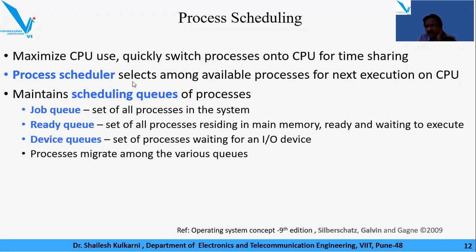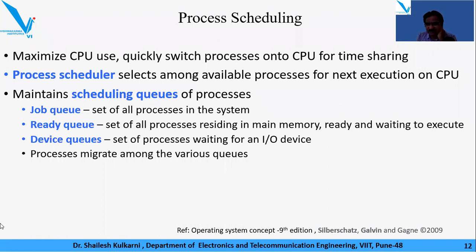The process scheduler selects among available processes for the next execution on the CPU. So we call that a scheduler or process scheduler. It maintains scheduling queues of the processes. What do those scheduling queues have? The job queue, the ready queue, and the device queue. What would the job queue contain? It contains the set of all the processes in the system, including ready and new states also.